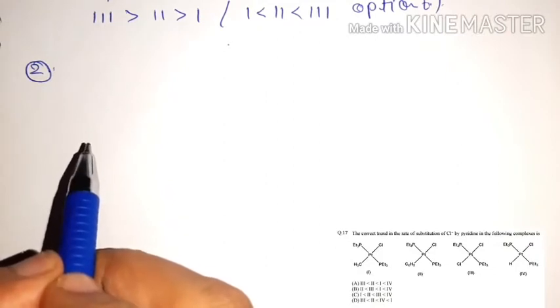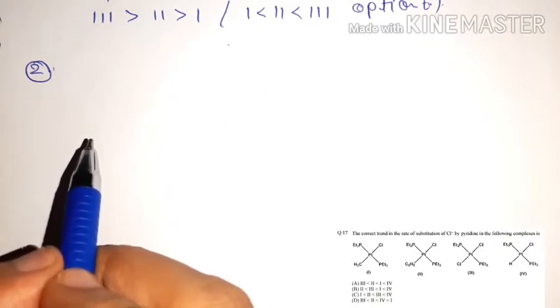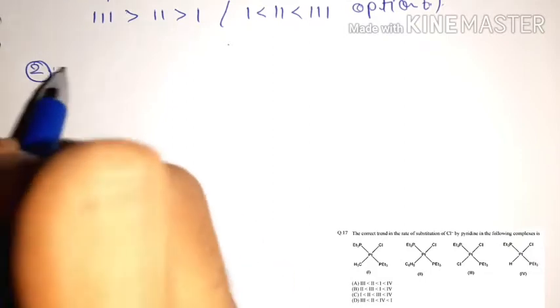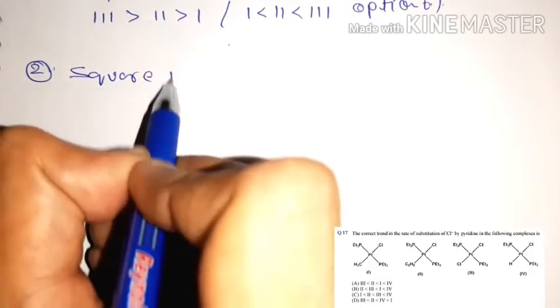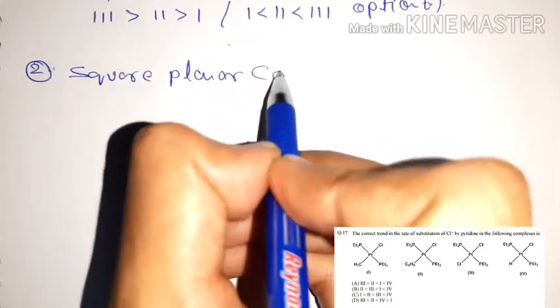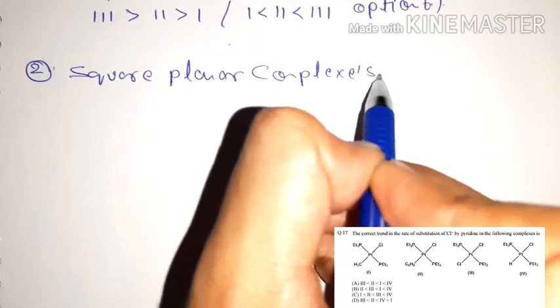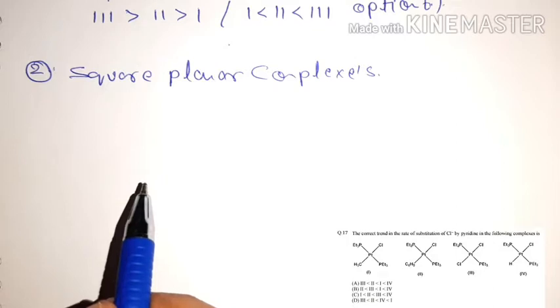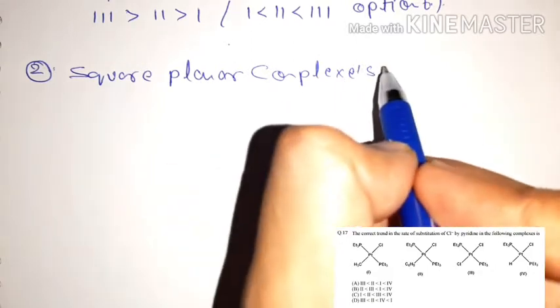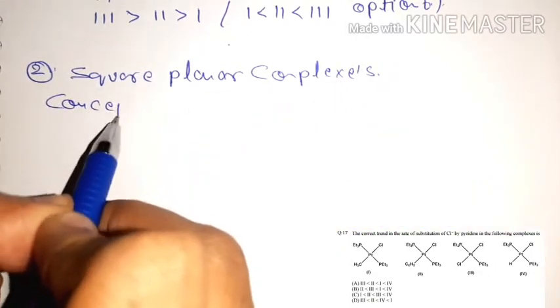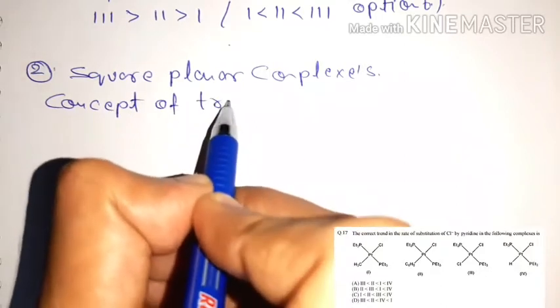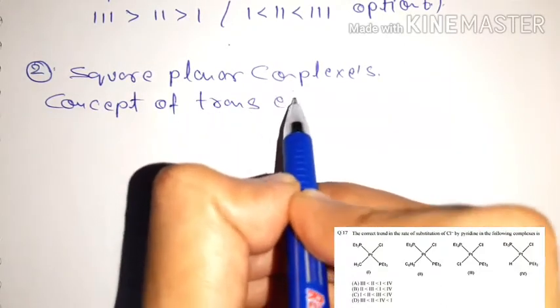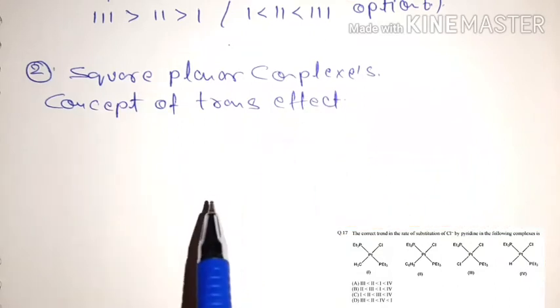we can study the substitution of Cl minus by pyridine. So here we have square planar complexes in this question, and in square planar complexes when you study a substitution of any ligand, here the concept of trans effect arises. So in square planar complexes you must know about the concept of trans effect, or in these complexes we consider trans effect.